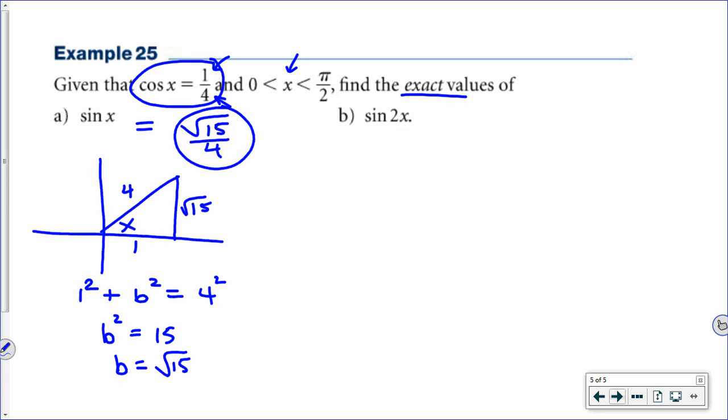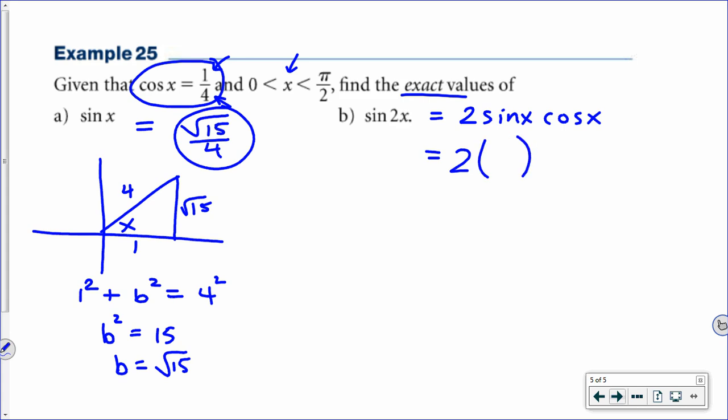So instead, we use an identity. We always use an identity for double angles. And you'll notice that the double angle identity for sine has 2 single angles in it. And I know the sine of x, and I know the cosine of x. So I'm going to keep the 2. The sine of x is root 15/4.